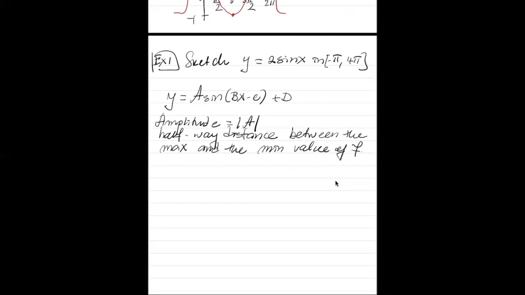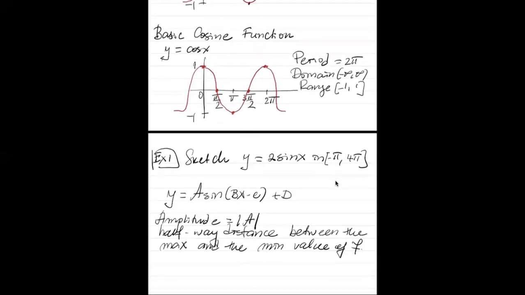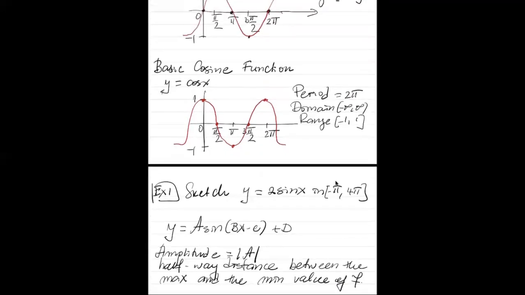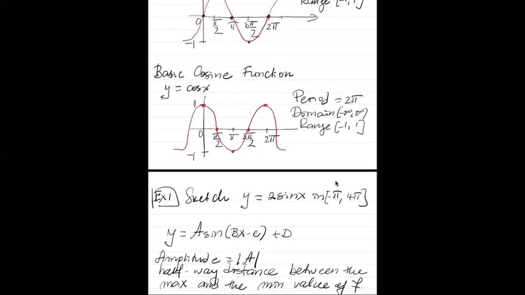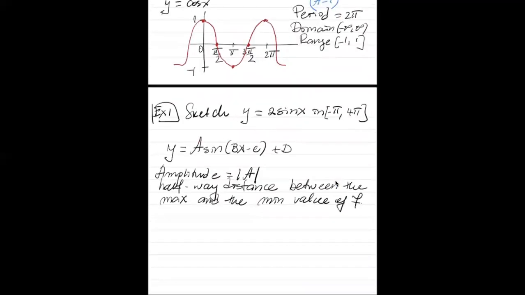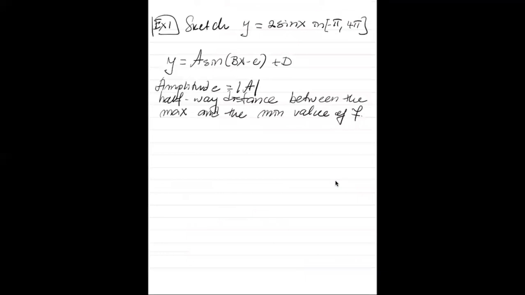So if you look at the basic sine or basic cosine, the max value was 1, the minimum is -1. So the total distance is 2, halfway is 1. So the amplitude in our parent function, I can write this here, the amplitude is 1. And the same with the cosine. Amplitude is 1, which is the halfway distance from the highest to the lowest point.